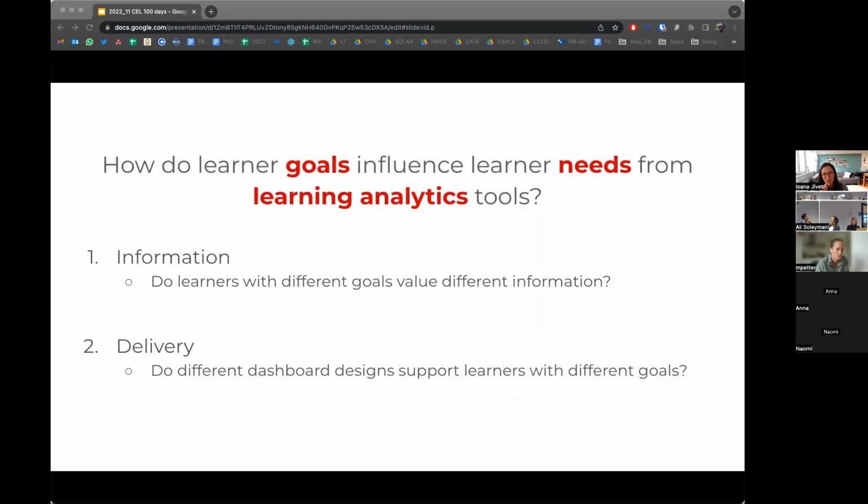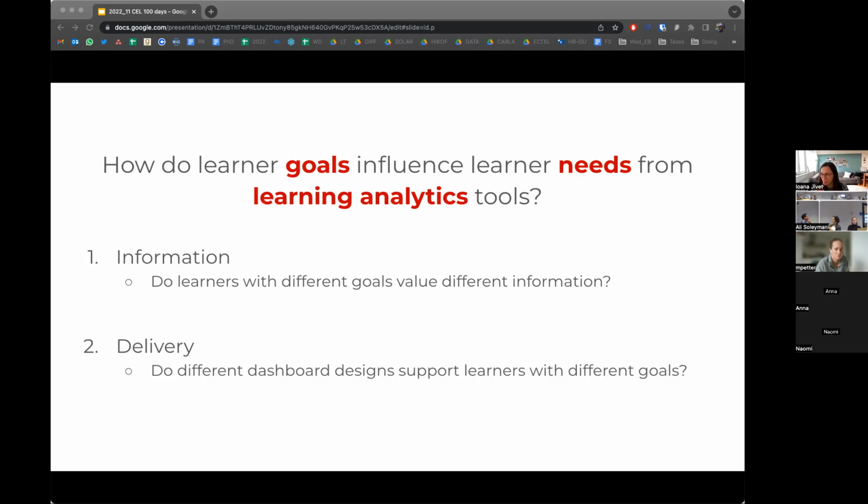Okay, so the theme of my talk today is taking a look at this feedback loop, and trying to analyze whether learner goals influence how learners interact with this kind of tools, these dashboard tools, or what kind of needs they have when it comes to such tools. This was supposed to be popping as I was talking, but I missed the animation here.